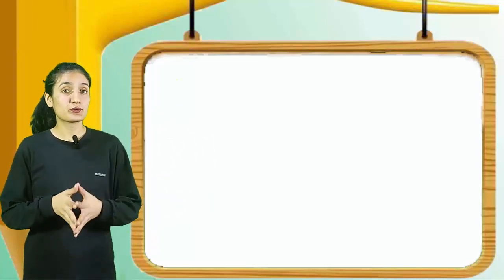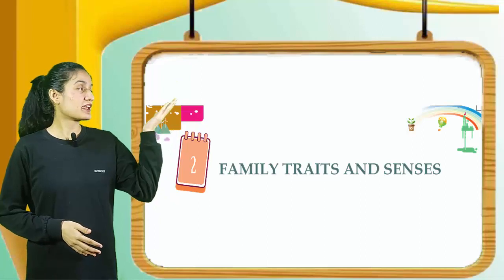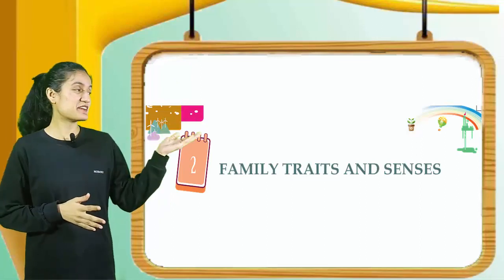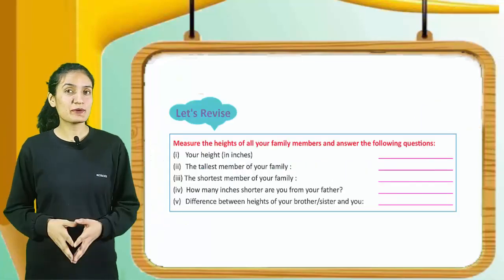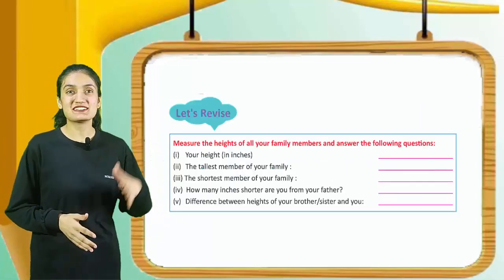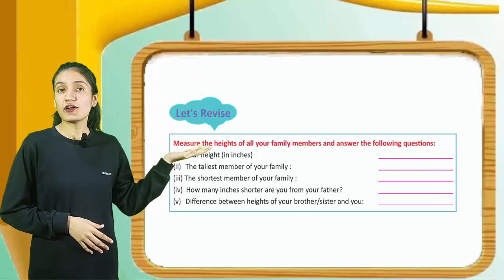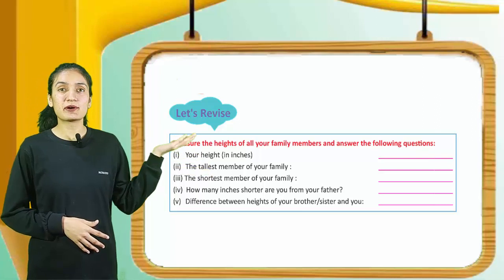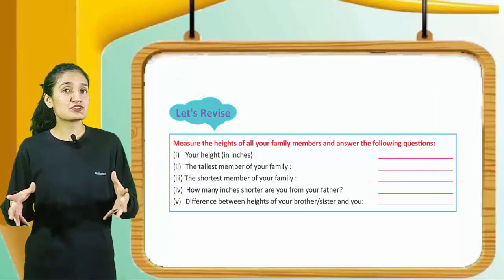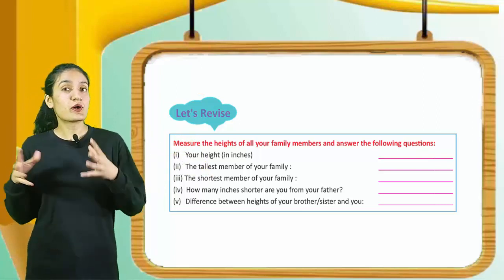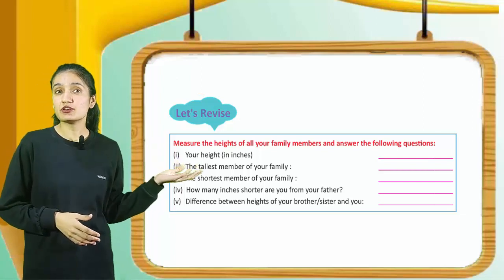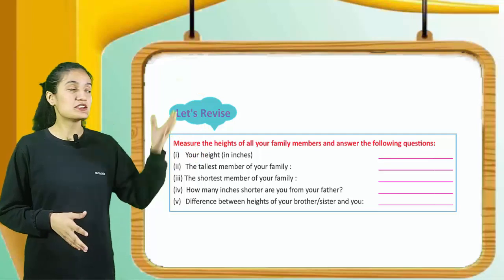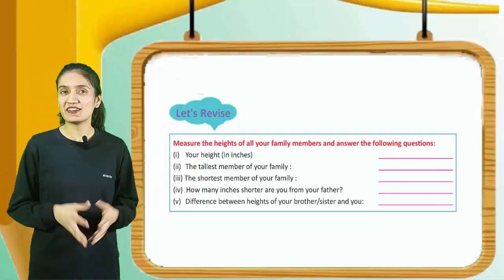So kids, we are going to start today chapter number 2, that is family traits and senses. So let's revise. Measure the heights of all your family members and answer the following questions. First, your height in inches. The tallest member of your family, the shortest member of your family. How many inches shorter are you from your father? Difference between heights of your brother, sister and you. So students, you have to answer these questions accordingly.